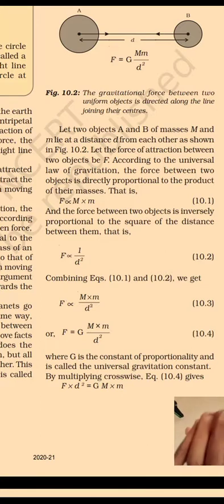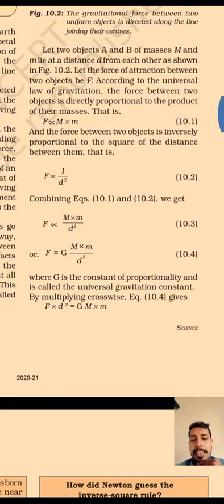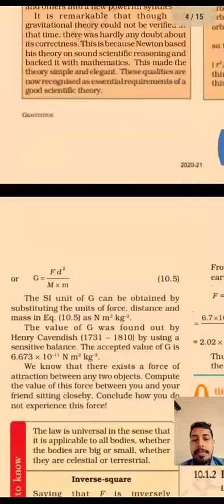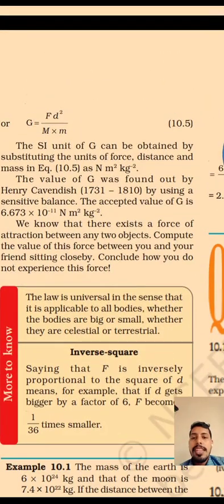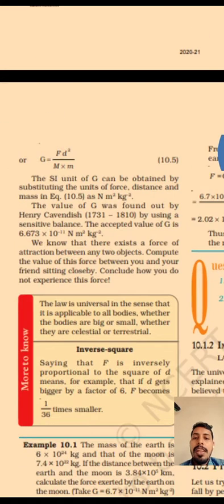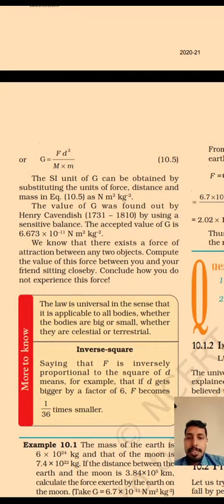Then we are rearranging that. d square goes to the other side. F into d square is equal to G into M into m. Then we only want to keep G there, so M into m goes to the other side. Then we get G is equal to F d square by M into m. It is for calculating the value of G.